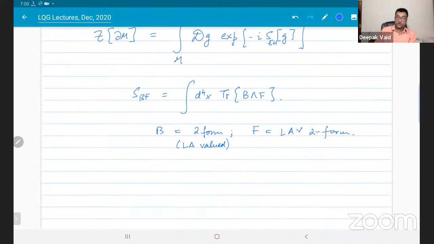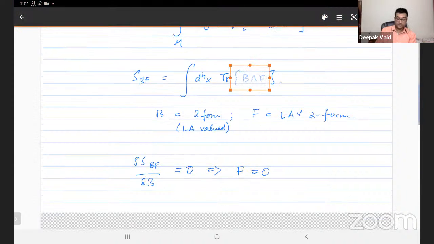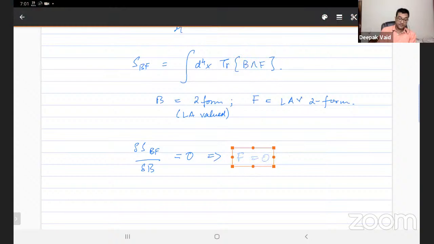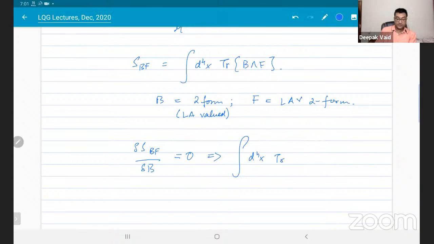Now, if you ask what is the equation of motion of this theory, then if you do the variation of this S_BF with respect to the B field, what do you get? If you set this equal to 0, you just get F is equal to 0. That's it, right? You'll just get that the integral of the trace of delta B wedge F is equal to 0, which means that F has to be identically equal to 0, right?